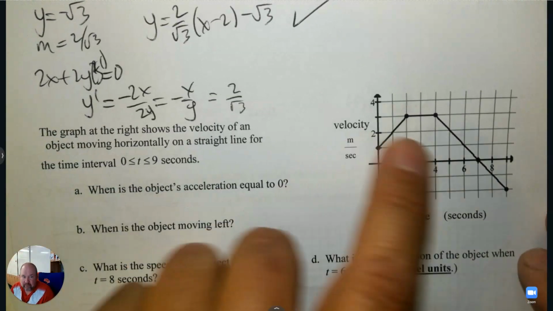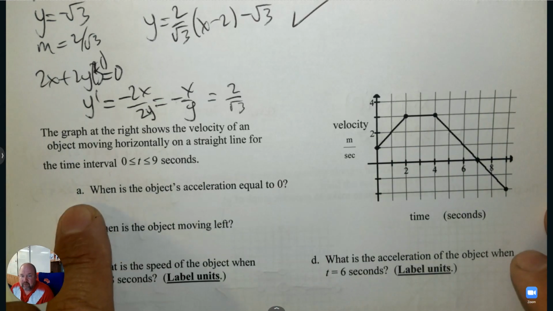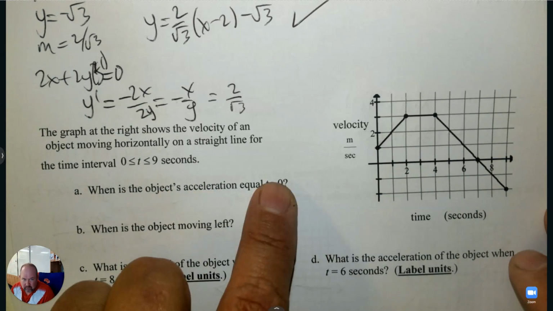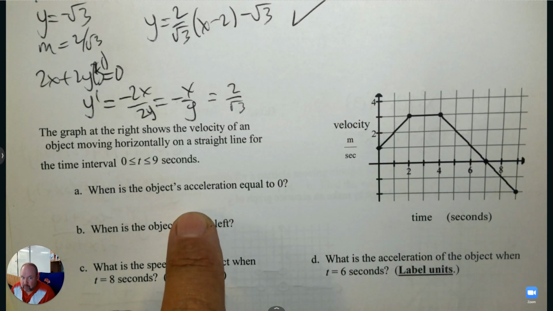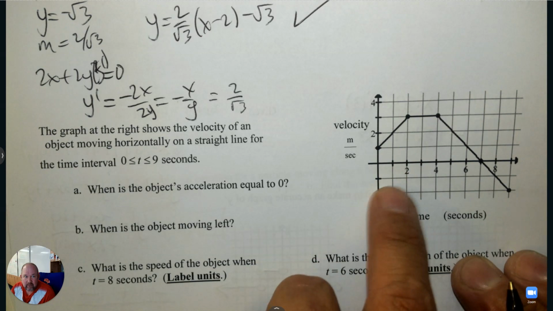All right, the graph at the right is a velocity or rate graph. When is this object's acceleration equal to 0? So for velocity, acceleration is derivative, is the slope. So where is the slope 0? And it's between 2 and 4.